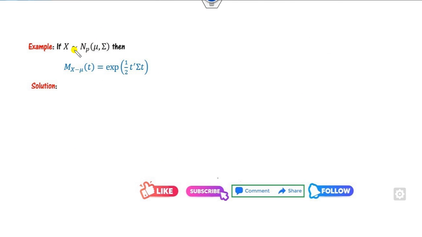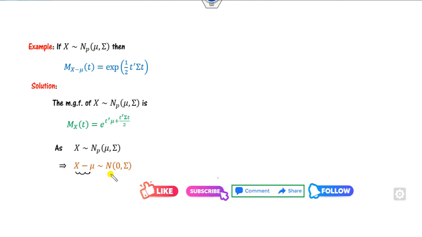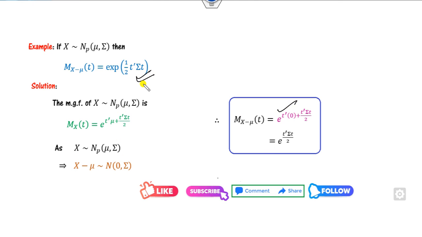Second result: if x follows the normal distribution, then the moment generating function of x minus mu comes to be this number. This is given to you. Now as x follows my multivariate normal distribution of this, what does it imply? X minus mu will follow the normal distribution with mean 0 and variance sigma. Now this also follows the multivariate normal distribution. What does it mean? The mu will be 0. So I can substitute the value of mu here, and you will get the required result of this expression.